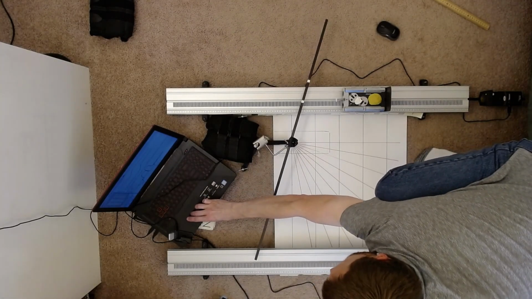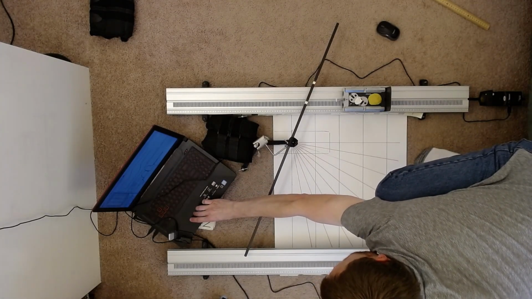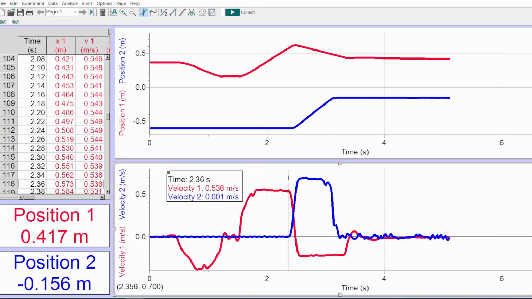Okay. And if we look at the initial data for this one, the initial velocity for cart 1 was 0.536 meters per second. Afterwards, we definitely didn't get 3 times the velocity, but let's see what we did get. Cart 1 is bouncing backwards at 0.227 meters per second. Cart 2 is going at 0.689 meters per second.